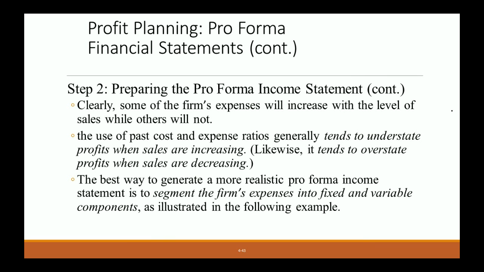So some of the expenses do increase with the level of sales and some do not. The problem with this is that we're assuming that all costs are variable, which in reality, some are going to be fixed and some are going to be variable. So you would get a more realistic pro forma income statement if you segmented expenses into both their fixed and variable components. Using these variable components and historical ratios often causes us to understate profits when sales are increasing and overstate profits when sales are decreasing.